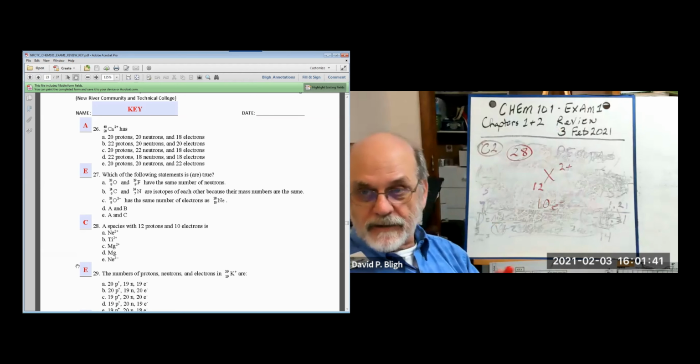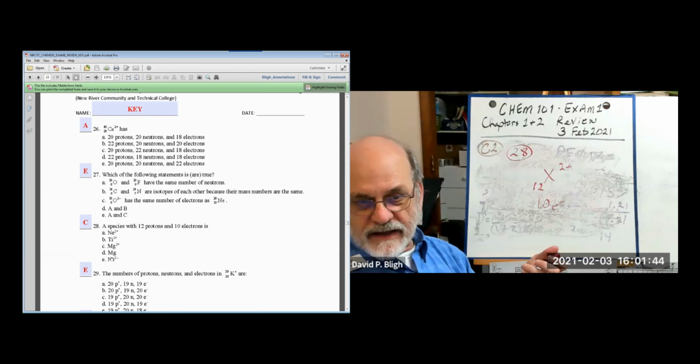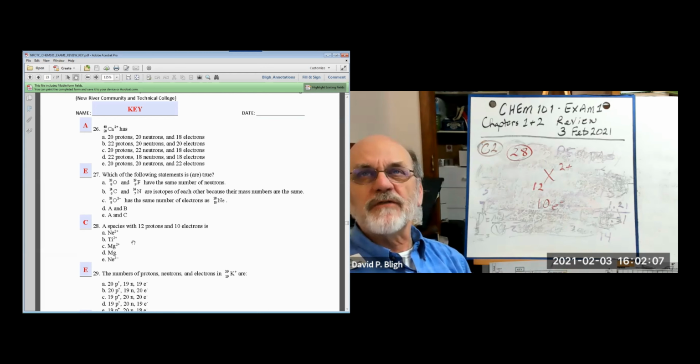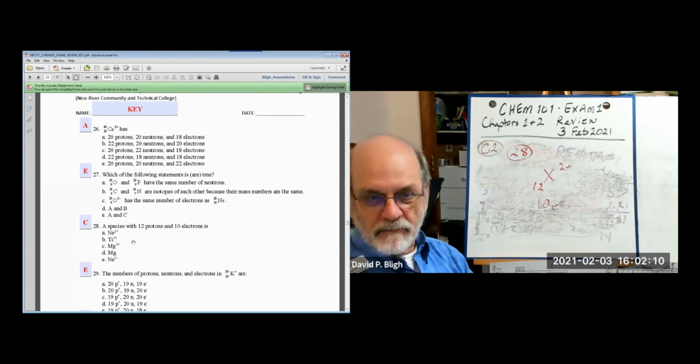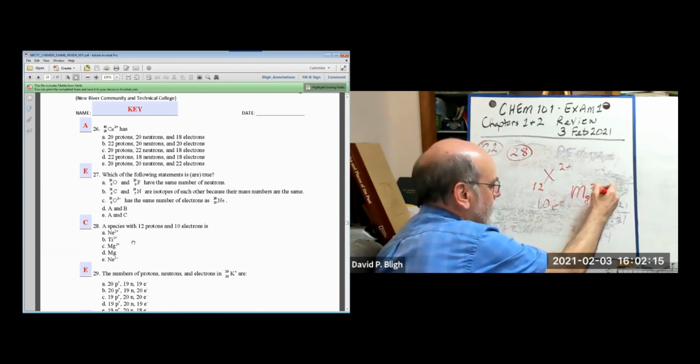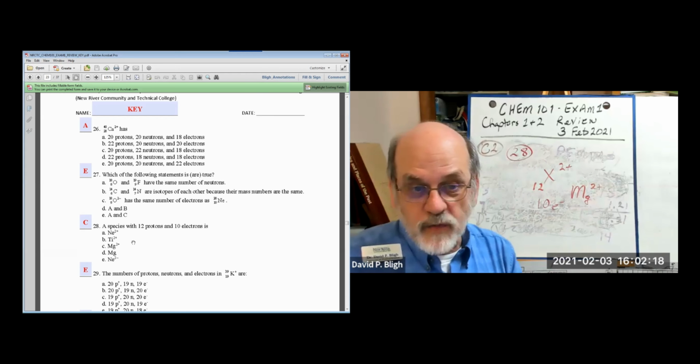Okay. So if it's 2 plus, that means that D is wrong and E is wrong. Neither one of those could work. But C, B, and A each have 2 plus charges. We just need to find out what is X. How do you find X? 12 protons means the atomic number is 12. Look on your periodic table, and you find that 12 corresponds to magnesium. So that's why C is the answer.